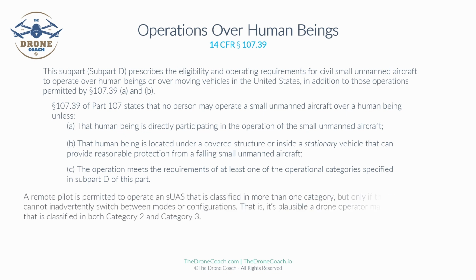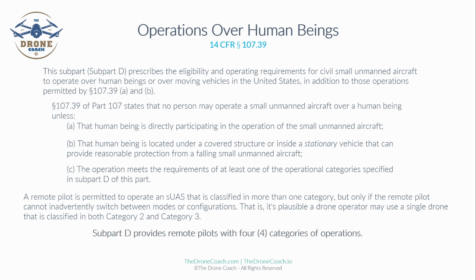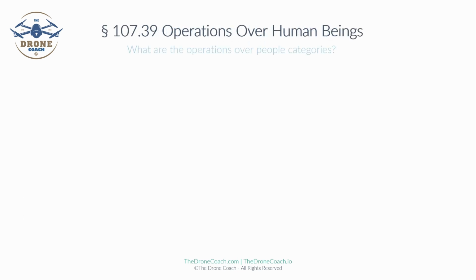Now, a remote pilot is permitted to operate an SUAS that is classified in more than one category, but only if the remote pilot cannot inadvertently switch between modes or configurations. So it's plausible a drone operator may use a single drone that is classified in both Category 2 and Category 3. So again, Subpart D provides remote pilots with 4 categories of operations.